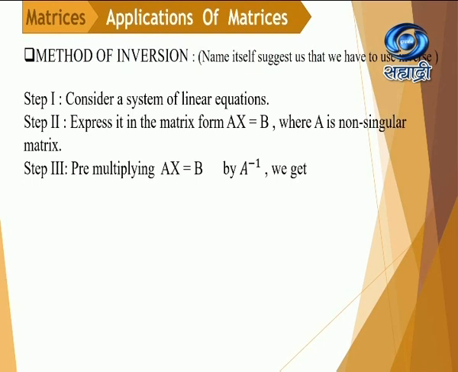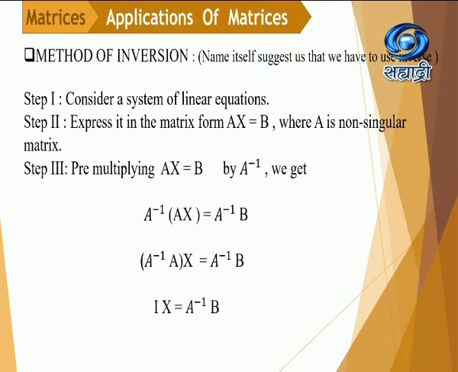In the third step, pre-multiplying AX equal to B by A inverse, we get A inverse AX equal to A inverse B. Write A inverse A in one bracket into X equal to A inverse B. We know that A inverse into A is nothing but the identity, and therefore the equation is IX equal to A inverse B. Therefore X is equal to A inverse B. Thus there is a unique solution for this system.